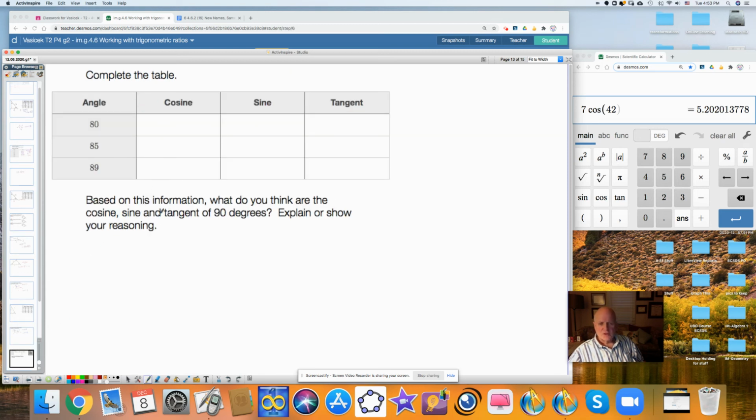One of the things we do is to fill out this table. So if I look at the cosine, sine, and tangent, tell me what you think it's going to be for 90 degrees based on the pattern that you see in here. I'm not going to do this. I'm going to let you do this on your own because I think it's straightforward that you can try it.